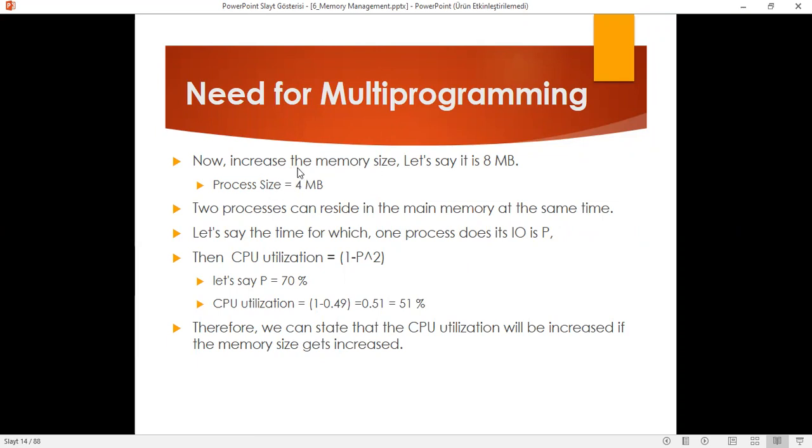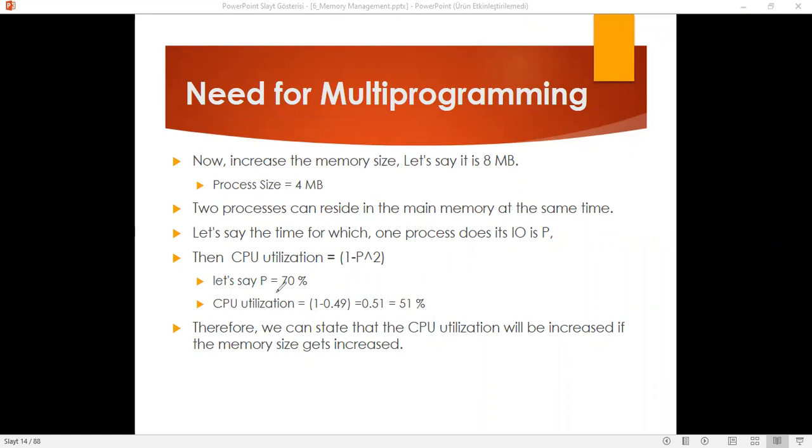Okay, so we have this time two processes inside the memory. This time we will say P to the power of 2. This is a representation of power in computers, also in programming languages. You may see it. This is 1 minus P to the power of 1, or 1 minus P to the power of 2. Okay, if I can put two processes in the main memory, it will be P to the power of 2.